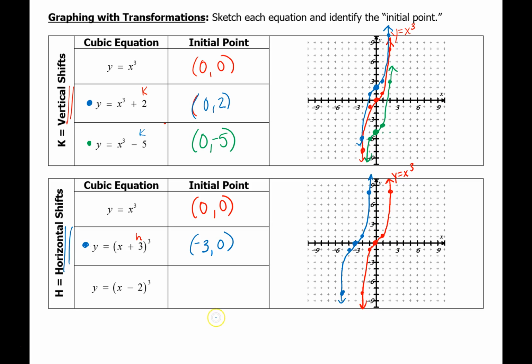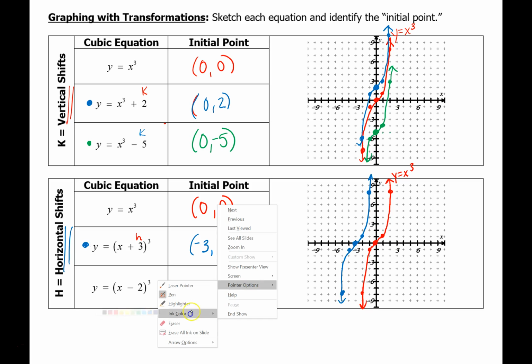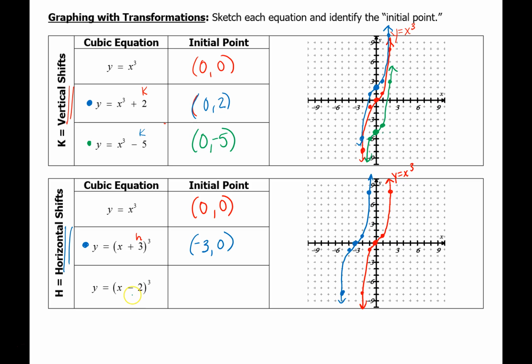Do you see the h value in this last one here? Which way do you think that -2 is going to move it? Is it going to move it to the left or to the right? It moves it the opposite direction, so if it's a -2, it's not going to move it in the negative direction, it's going to move it in the positive direction. So that takes us over to 2, 0, and then we can follow the same pattern of cubing as the parent that we've been doing to get the rest of those y values. Okay, so there are my horizontal shifts.